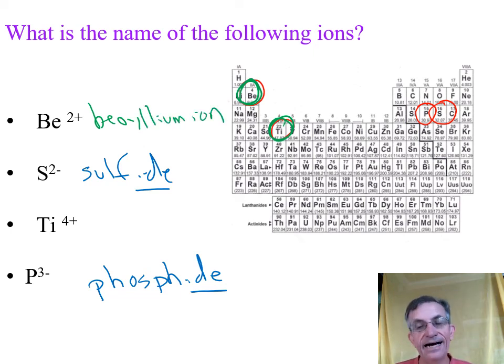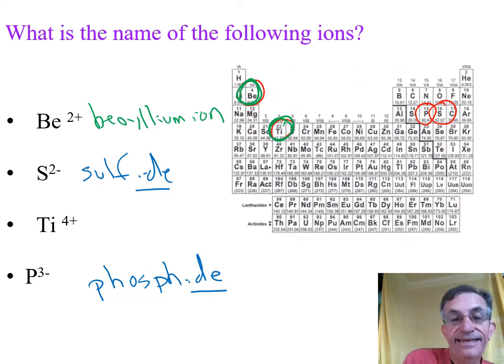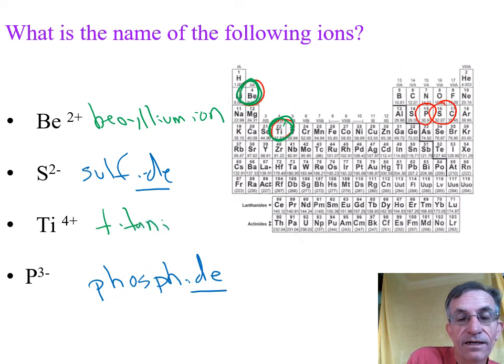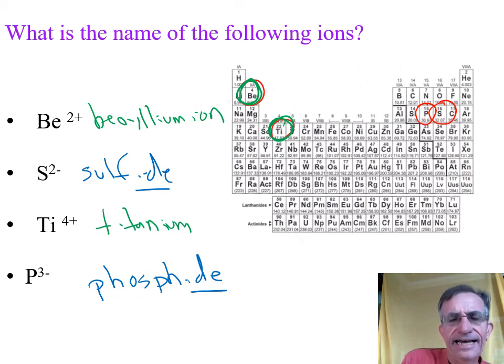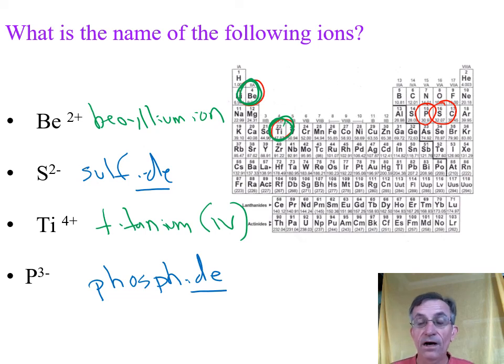Titanium was not an always and forever. So you have to tell me what charge he's making in this situation. Titanium is not an always and forever. That means you use a Roman numeral. And the Roman numeral for 4 is IV. That's the Roman numeral. All right, so hopefully that makes sense.